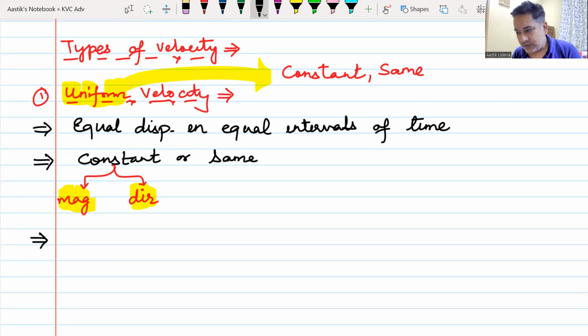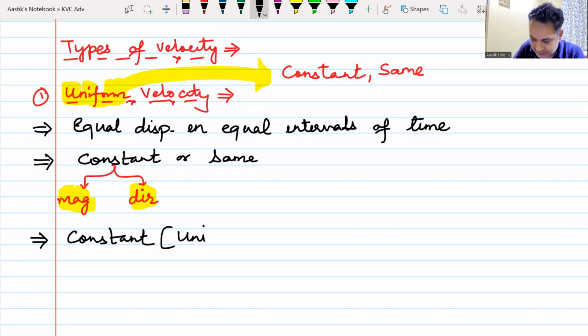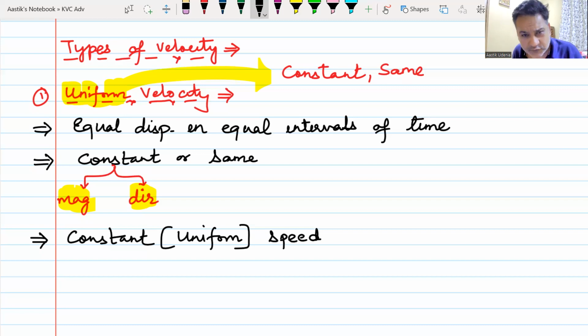A particle moving with uniform or constant velocity, I can also understand it this way. It is moving with the same speed, constant or uniform speed, in the same direction. If it changes its direction, it is still moving with uniform speed, but it is not moving with uniform velocity. Do we understand this? Yes, sir.